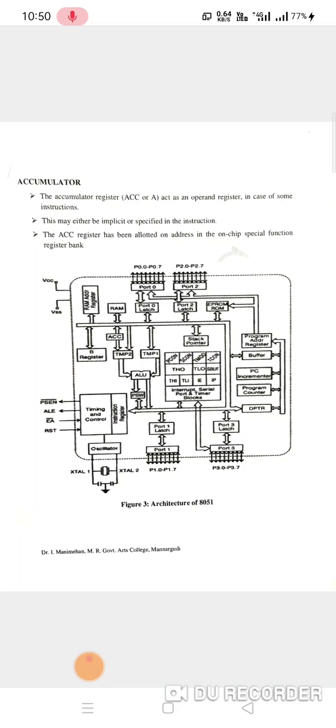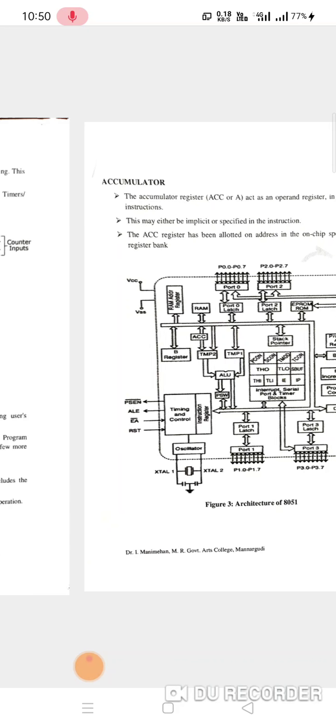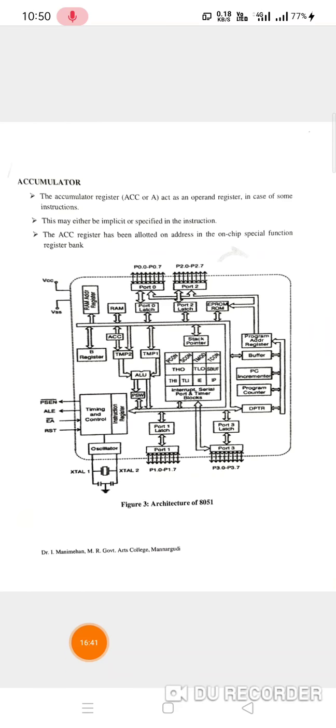The accumulator register has an address allotted in the on-chip special function register bank. Later on we will see the actual architectural block diagram of 8051. So let us stop here.